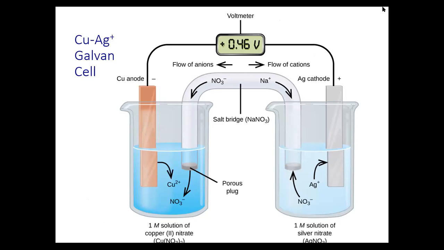So let's look at an example. This is an example of a voltaic cell. Let's discuss the copper and silver galvanic cell. This is one chamber, this is another chamber. You have the anode here, the cathode here, and this is your salt bridge. What's going on here is interesting, and we have to pay attention to this point.